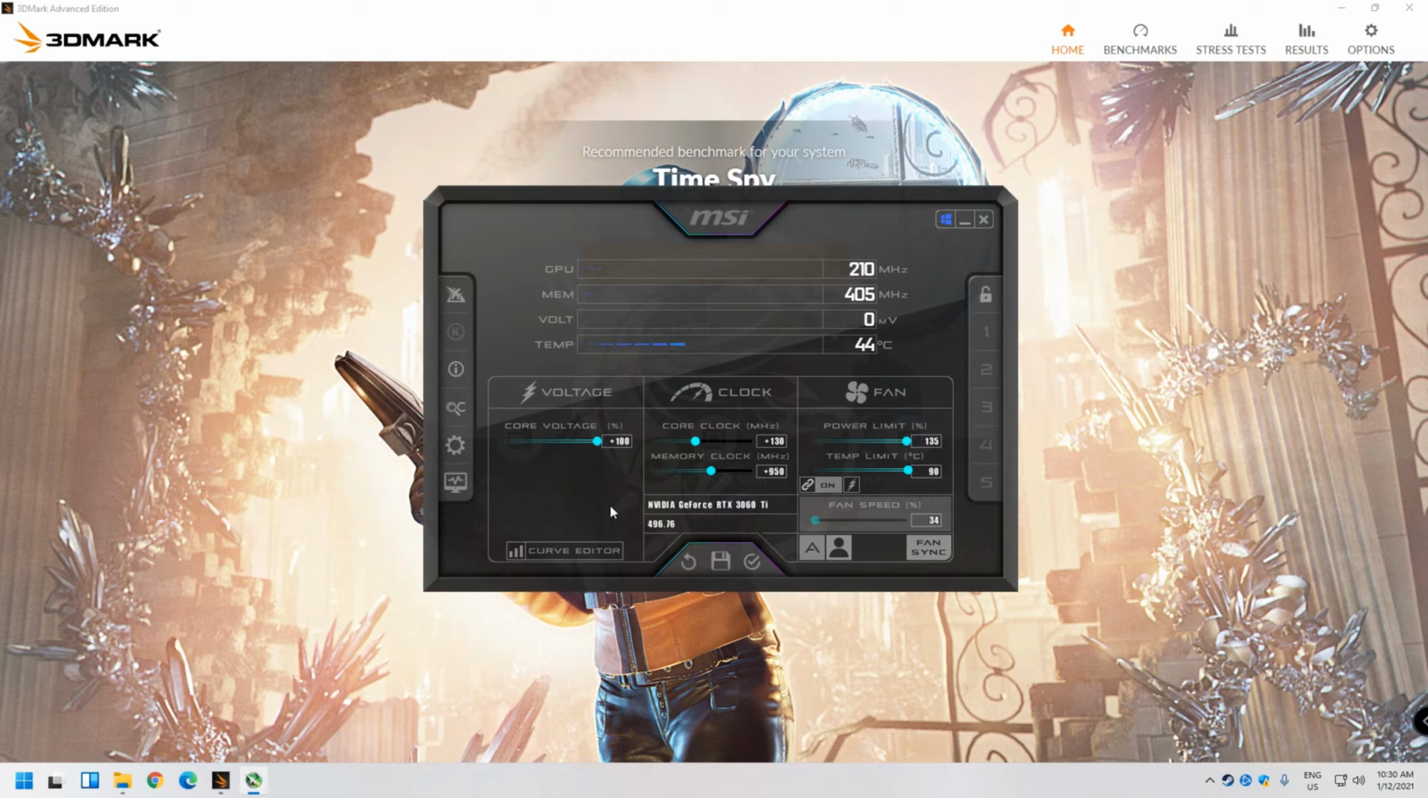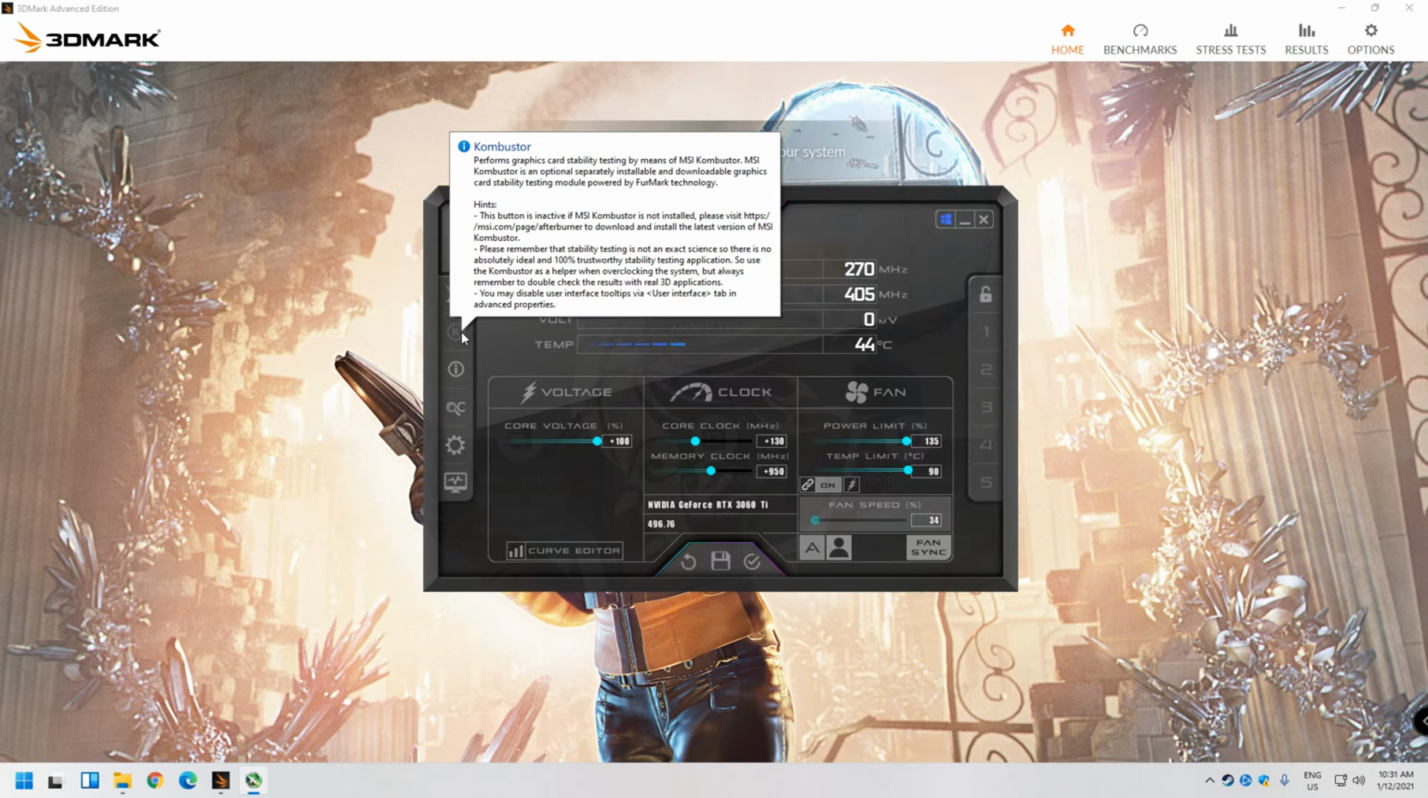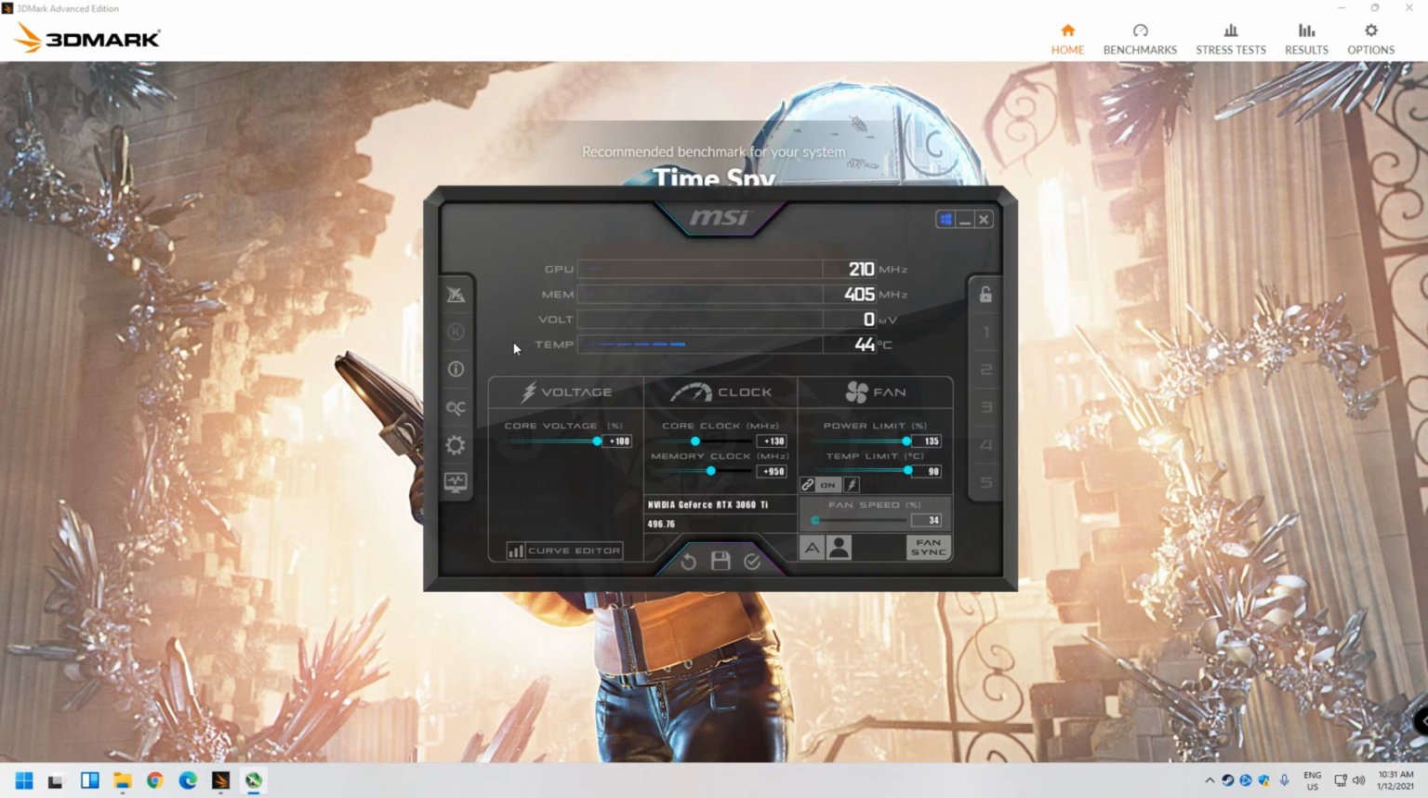Next one is Combustor. So you can download that from MSI. So you'll actually see here with MSI Afterburner, there's a section here. I haven't actually got it installed yet because I haven't been using it as of late, but the benchmarking and stress test software that I'm going to be using is 3DMark Time Spy.